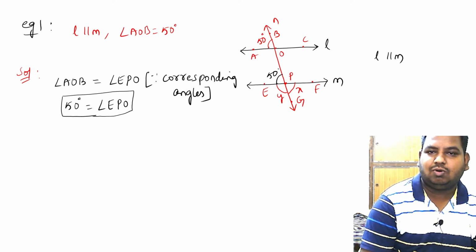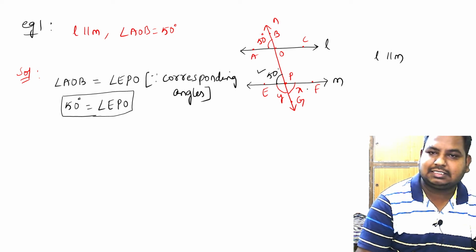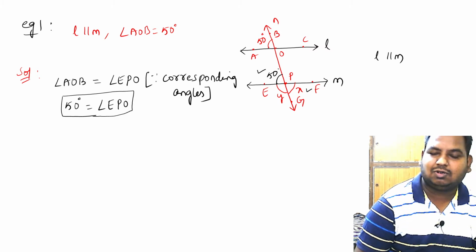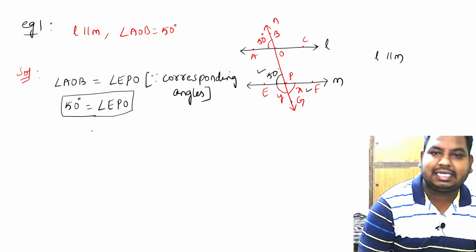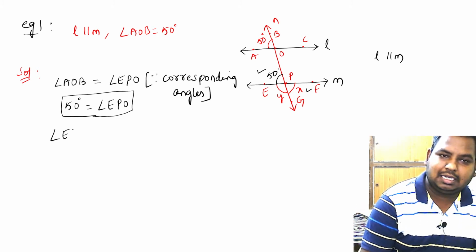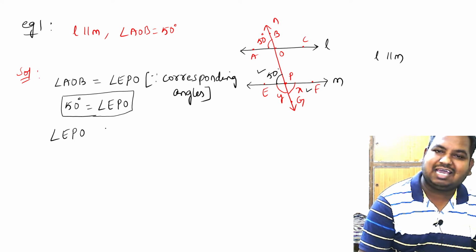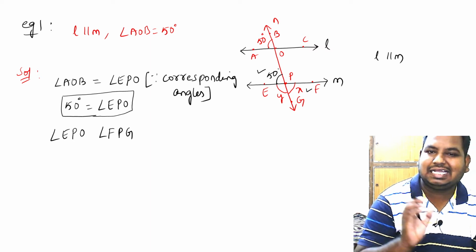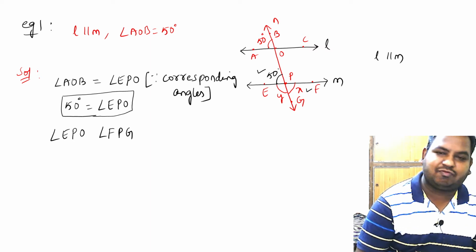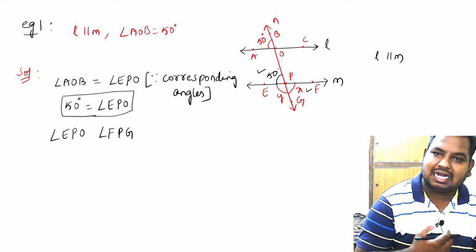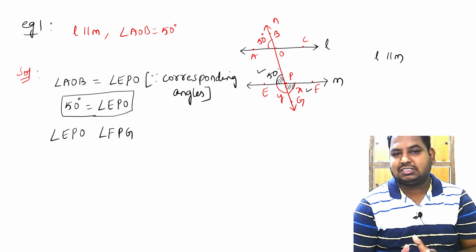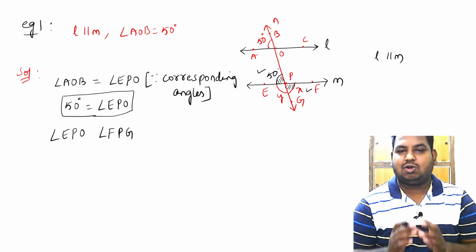Done. Now can I know what kind of angles are 50 degrees and X? Or I would say, what kind of angles are angle EPO and angle FPG? 50 degrees and X are vertically opposite angles, and vertically opposite angles are always equal.